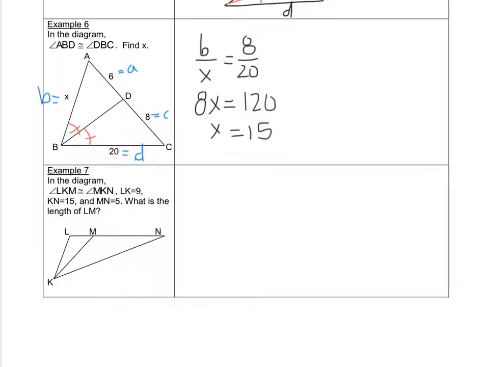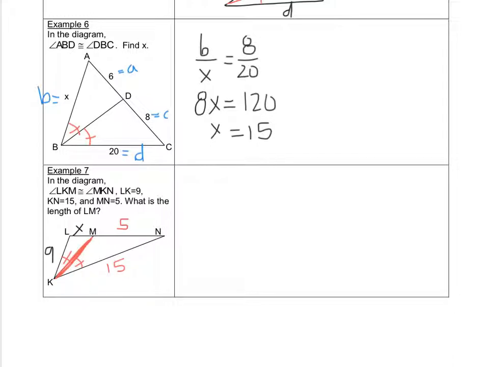They're saying that the angle LKM is congruent to the angle MKN. Here's my angle bisector then. Now they're giving us some measurements. They say that LK is 9, KN is 15, and MN is 5. What is the length of LM?